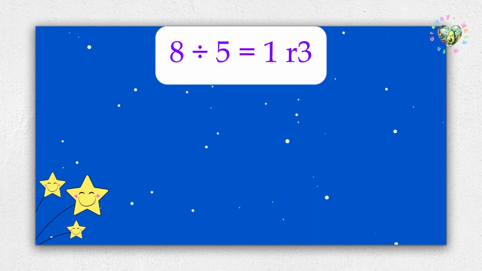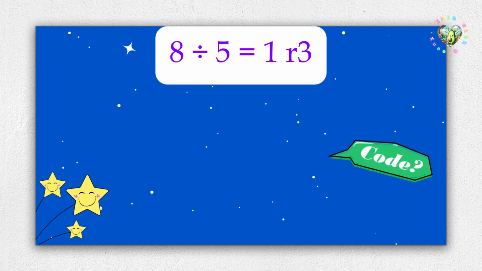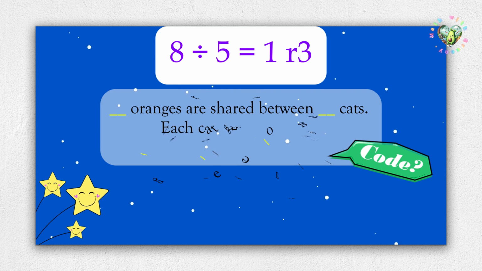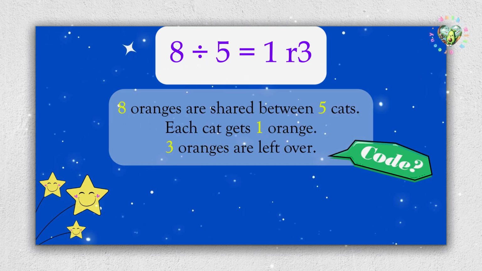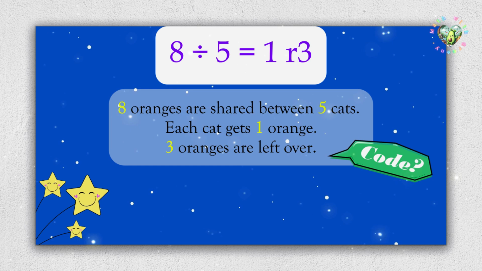8 divided by 5 equals 1 remainder 3. What's the code? 8 oranges are shared between 5 cats. Each cat gets 1 orange. 3 oranges are left over. Awesome job! Let's keep going.